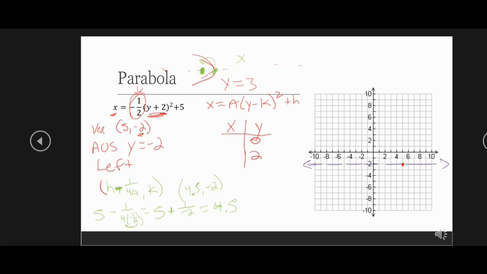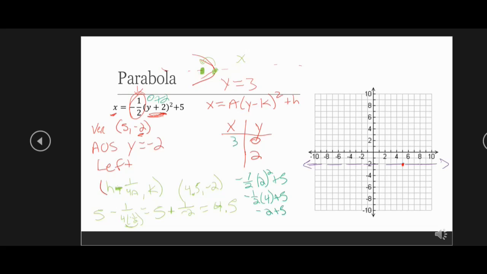And then when I plug in, 0 plus 2 is going to be 2 squared. So I'll have -1/2. Why is this pen lagging so much? And then it's going to be 2 squared plus 5. So that's going to be -1/2 times 4 plus 5. So that's going to be -2 plus 5. My answer is 3.